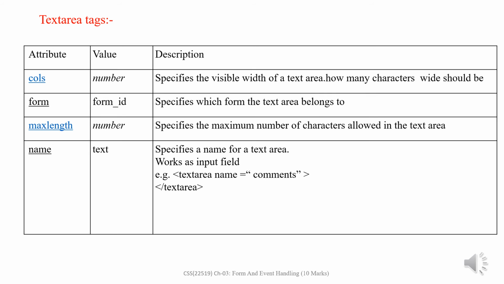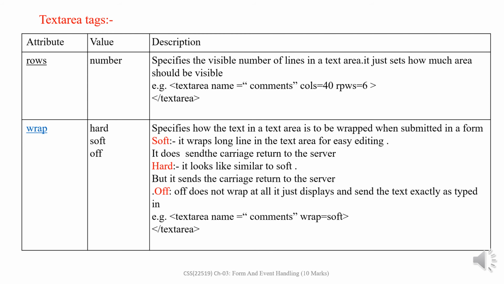For example, suppose the textarea name is equal to comments, and then the end of the textarea tag. So our next attribute is rows. The value of rows is a number. It specifies the visible number of lines in a text area. It just sets how much area should be visible.